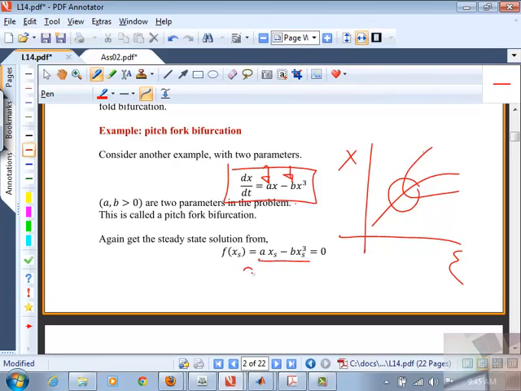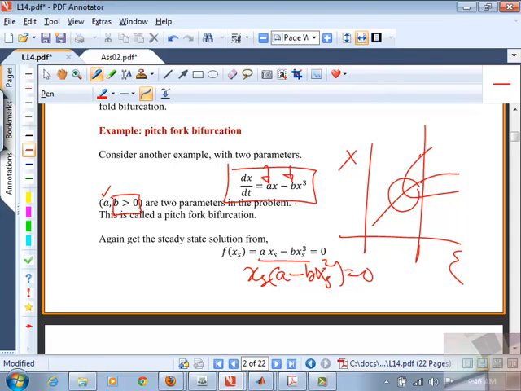So you can factorize this as x_s multiplied by a minus b x_s squared equal to 0. So how many roots are there? It's a cubic. You must have 3 roots. Obviously you will have 3 roots, 1, 2, 3. But for certain values of the parameters. So a and b are two parameters. We are letting a be anything, but b must be greater than 0.